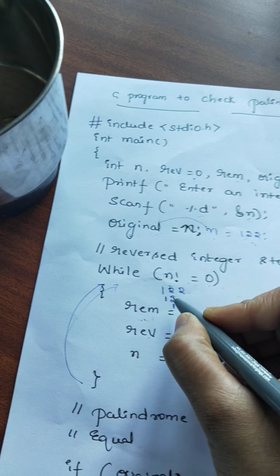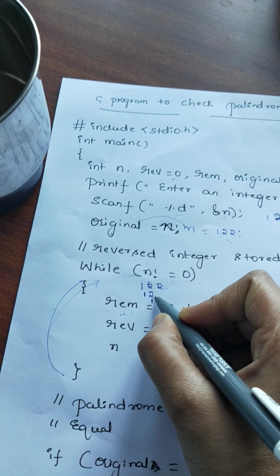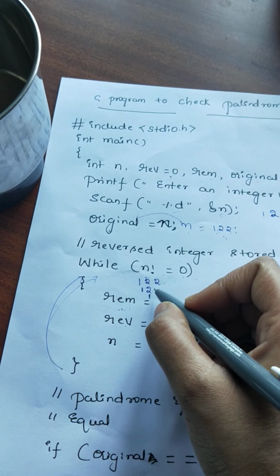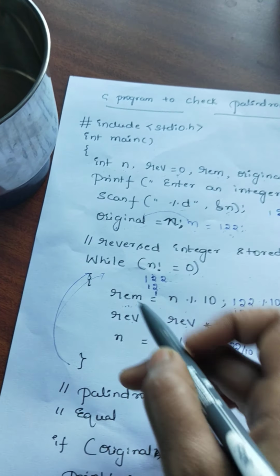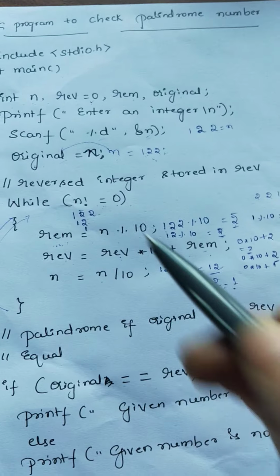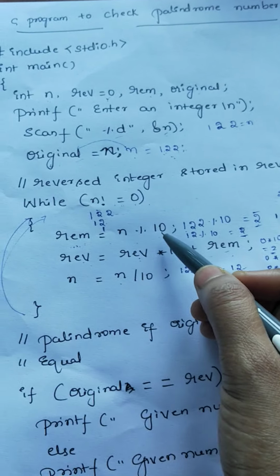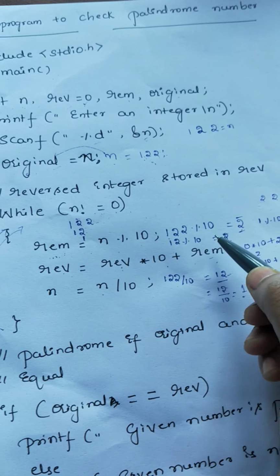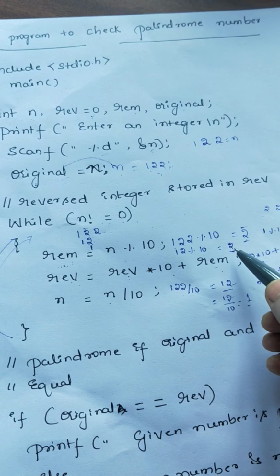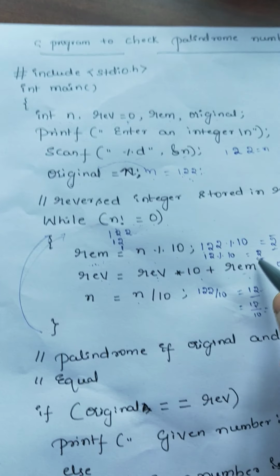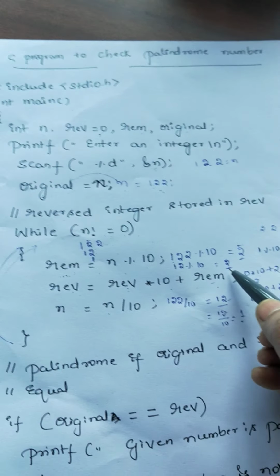Now it will check again. What's the new value of n? It is 12. Is 12 equal to 0? Not equal to 0, yes, 12 is not equal to 0. So it will enter into the while loop. Then remainder is equal to n modulo 10. What's the new value of n? It is 12. 12 modulo 10 is equal to 2 we got. So the first value we got is 2, another value we got is 2, that is 12 modulo 10 is 2.